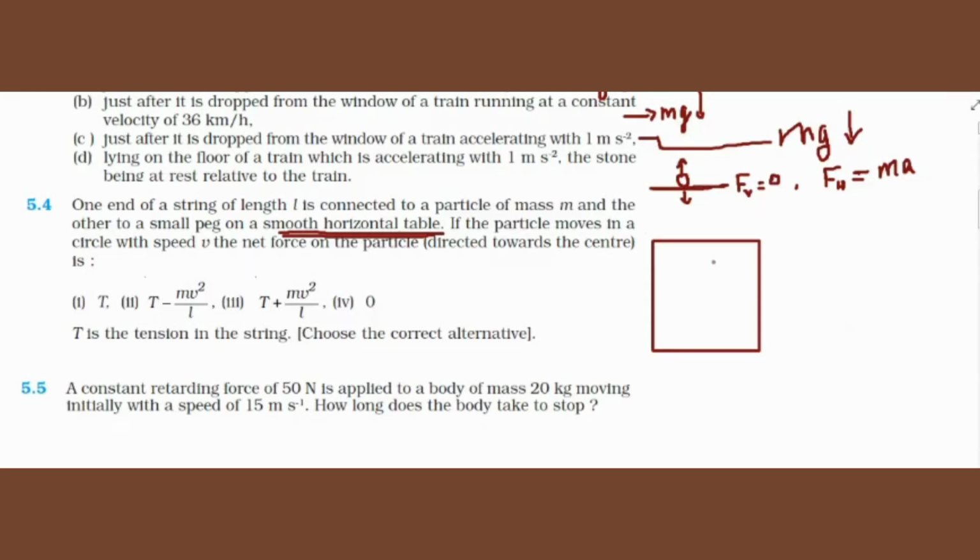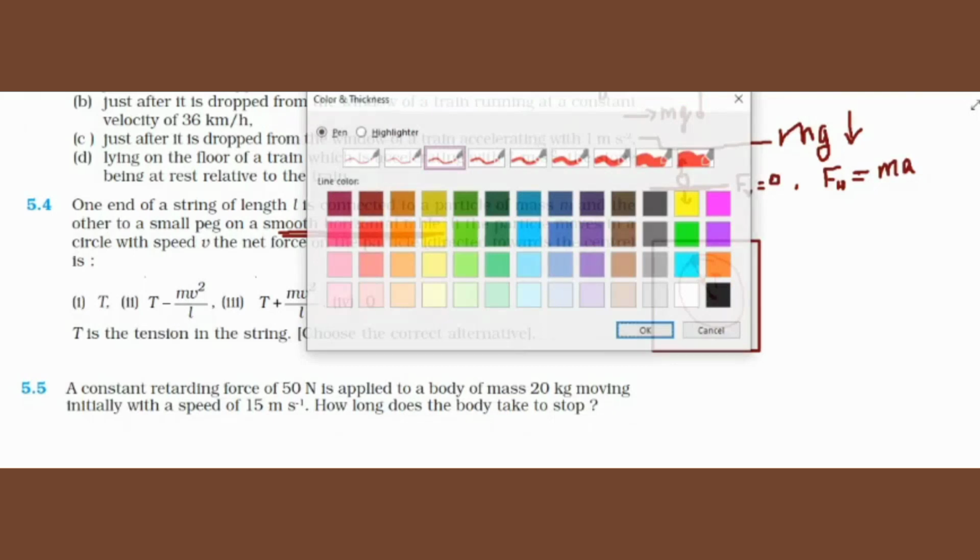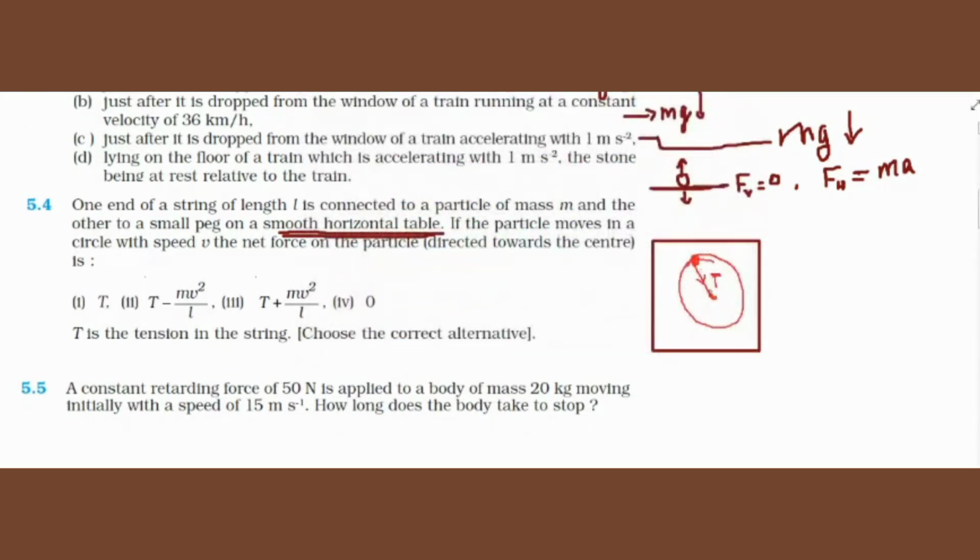As it moves in the circular path over the table surface, the pebble is tied to the thread. So now there is a tension in the thread. There is no need to consider gravitational force because it is a horizontal circle. At every point gravitational force will be the same. So in such a situation, the tension will give the necessary centripetal force. So option 1 is the answer. Tension gives the necessary centripetal force.